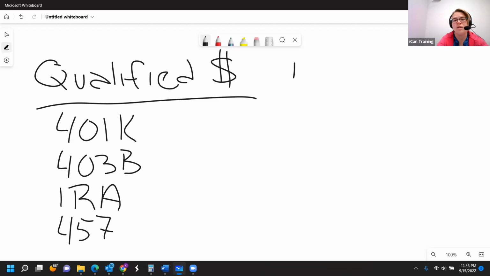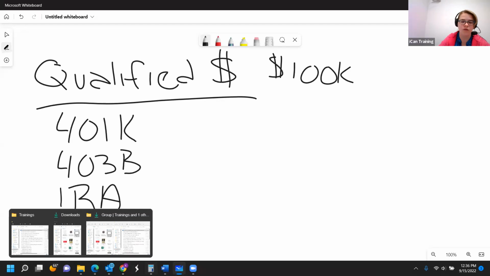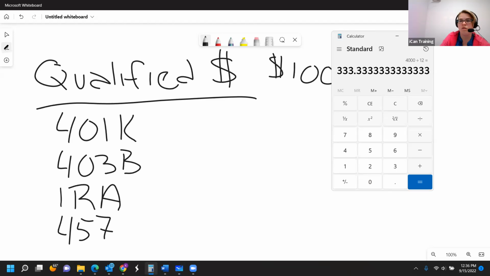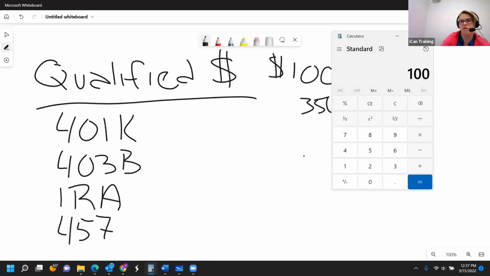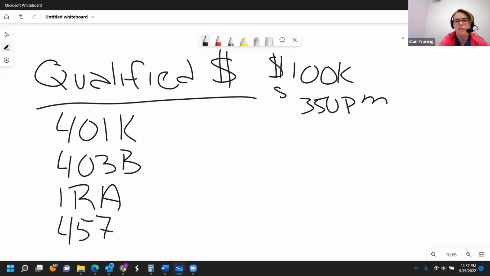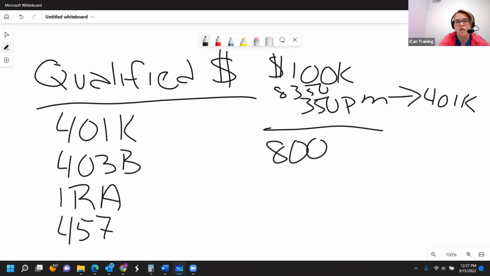So let's say you make $100,000 a year. This is your paycheck, and you are contributing 4% of your salary annually to your 401k, which is $4,000 a year, 4,000 divided by 12. So we'll just call it $350 a month. And what are you actually making per month? $100,000 divided by 12. So you're making $8,350 per month, and this goes into 401k. So when you get a paycheck, your boss is writing you a check for $8,000 a month.